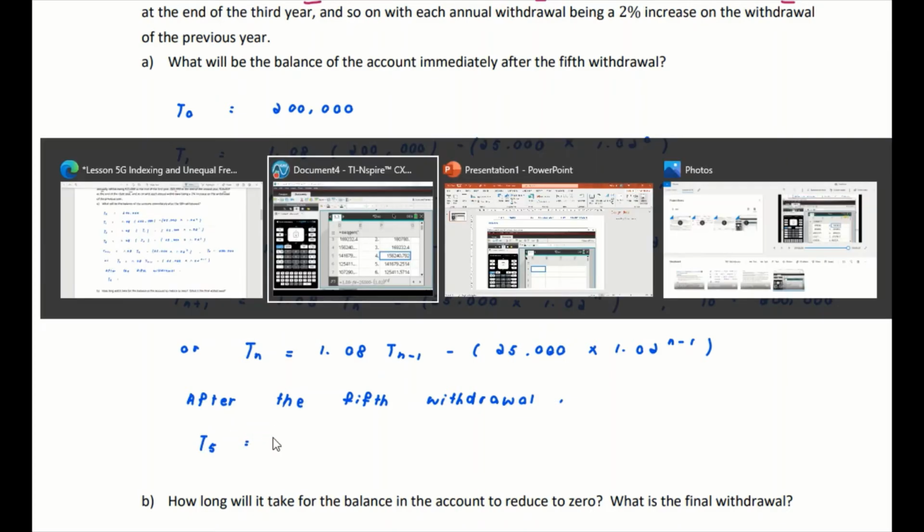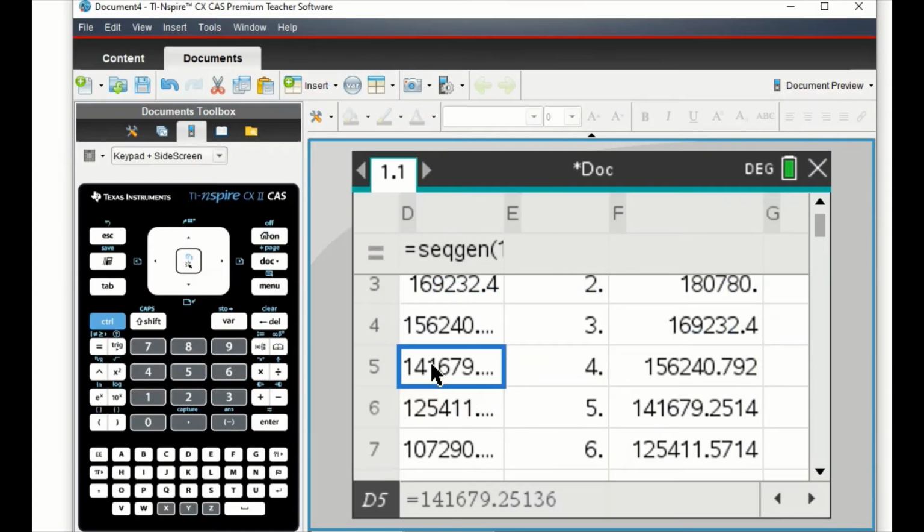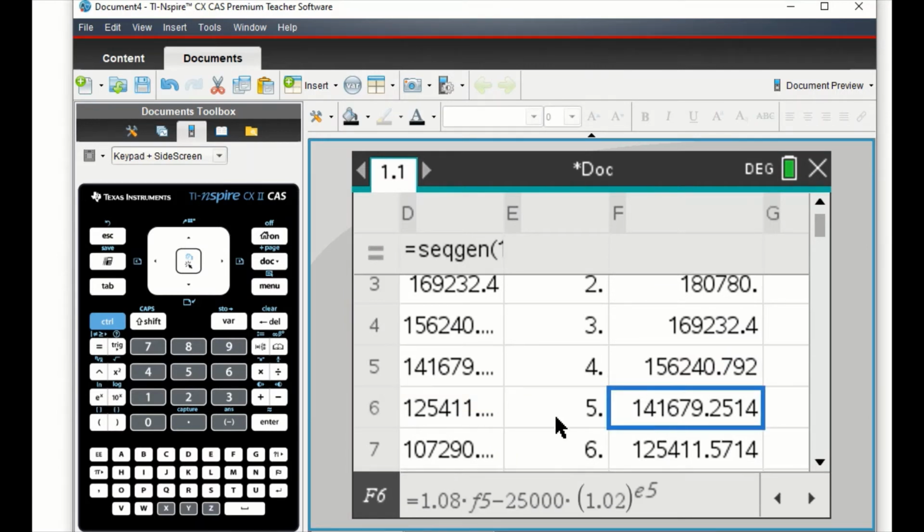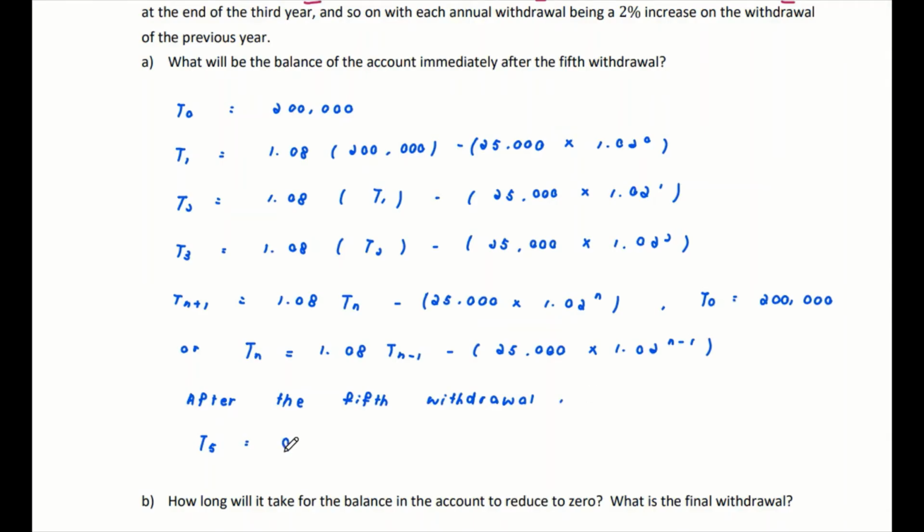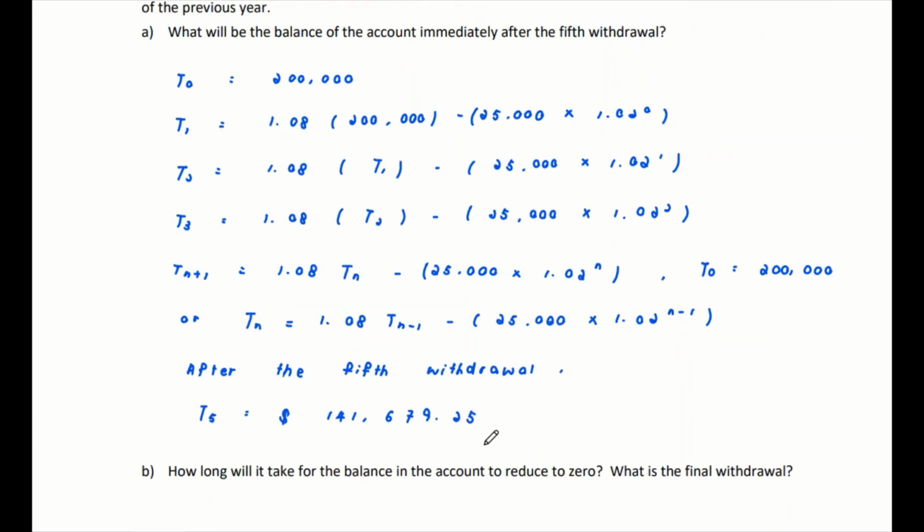Okay, so let's check our calculator. So it's either your T5 here, 141679, or it's your T5 here. So it's the same thing. All right, so write down our answer, 141679.25. So that's our answer. Okay, so now move on to part B.